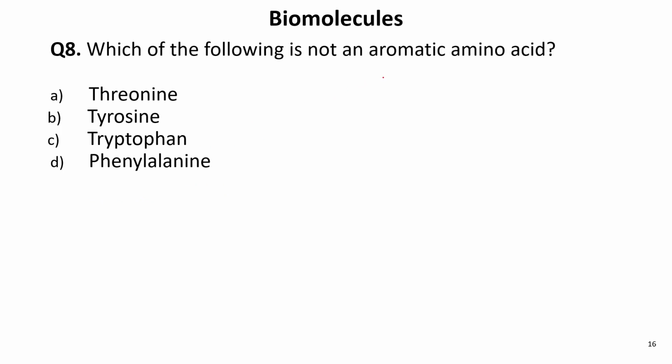Which of the following is not an aromatic amino acid? Again, threonine, tyrosine, tryptophan, phenylalanine. So tyrosine, tryptophan, and phenylalanine are the 3 different aromatic amino acids.